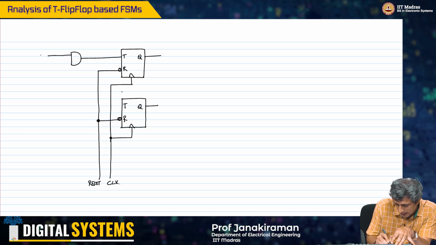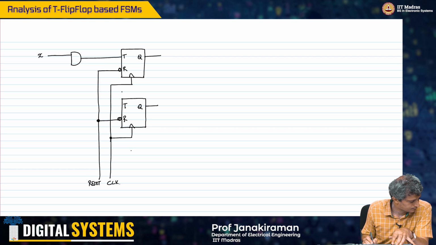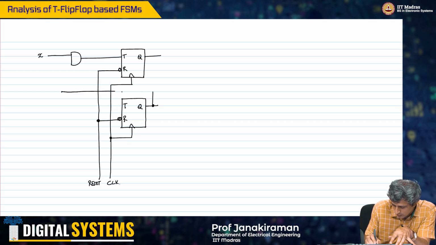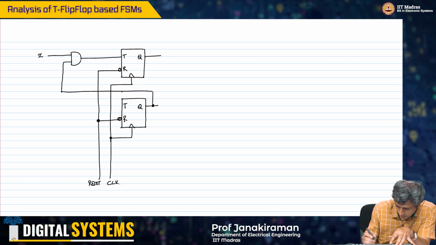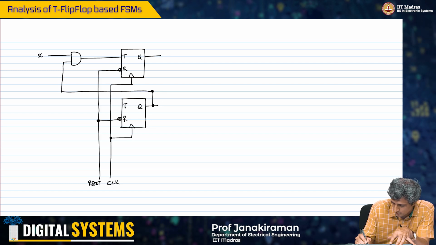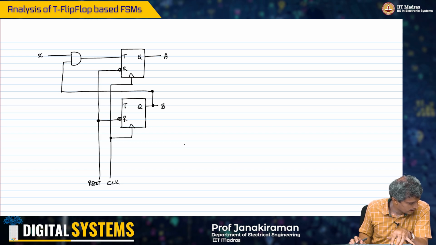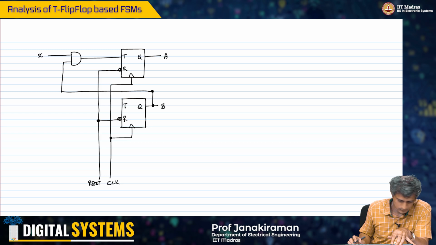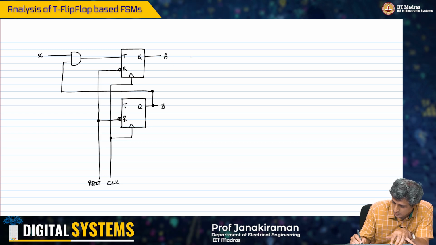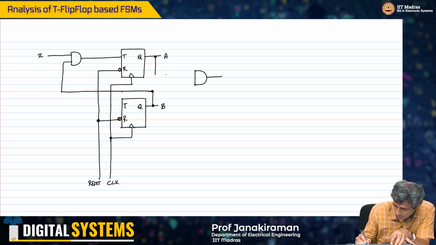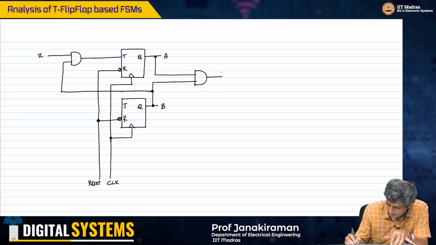So I have an input X, and the output B. This is A, this is B, and I have the reset here, and I also have an AND gate here. And this is my Y.